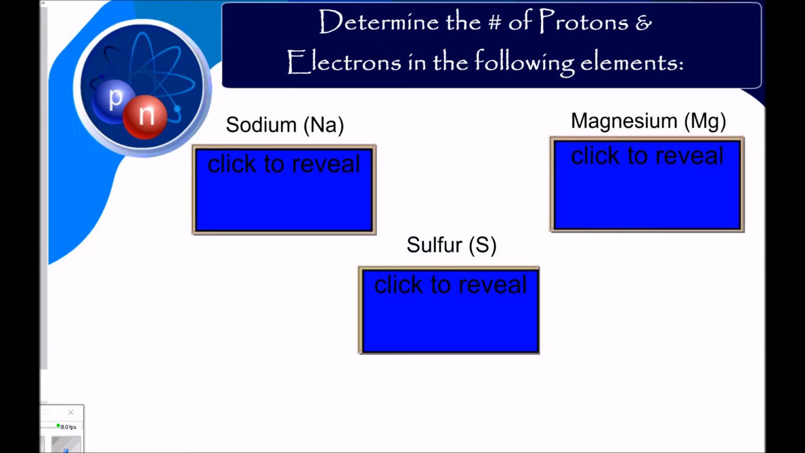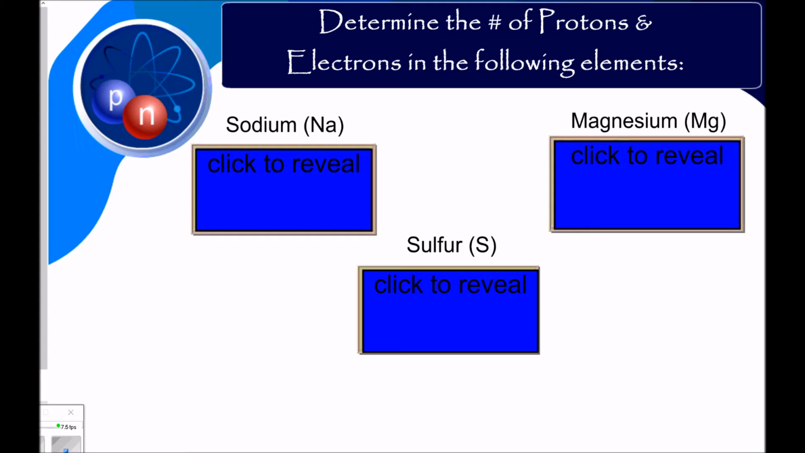I have some practice for you, and you can just use the white space at the bottom of your page to try this. Determine the number of protons and electrons in the following elements. Of course, you're going to need to look at a periodic table to figure this out. So go ahead and pause the video, look at a periodic table, and see if you can figure this out.